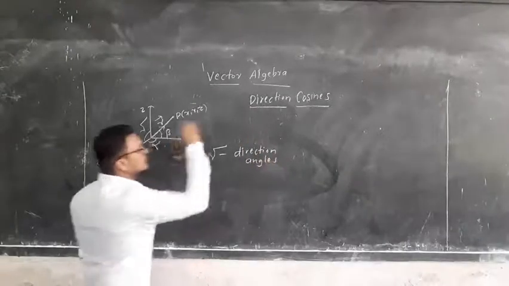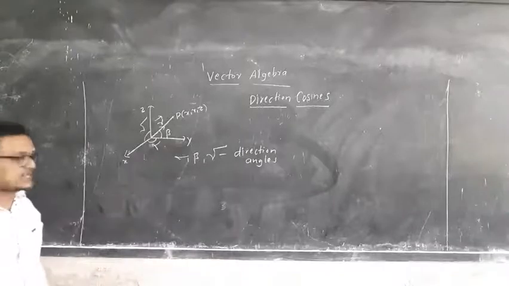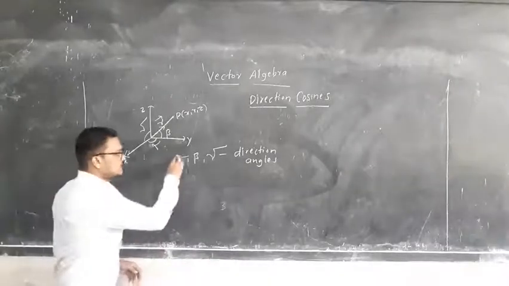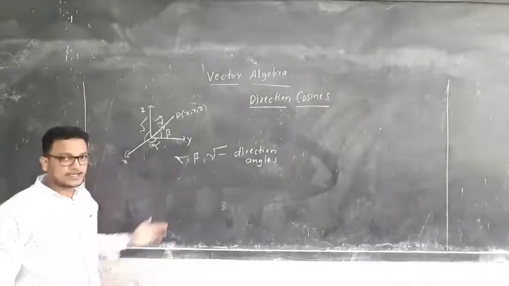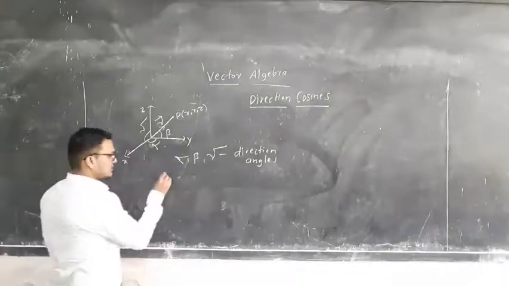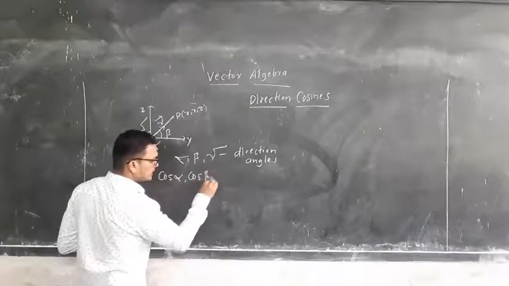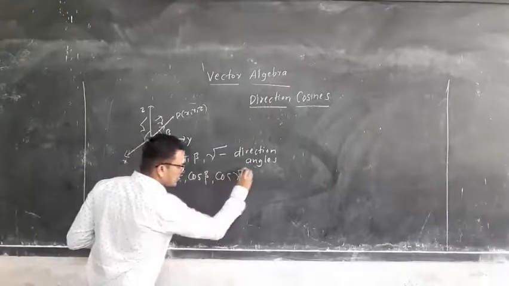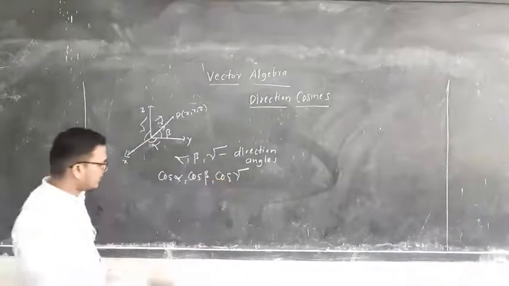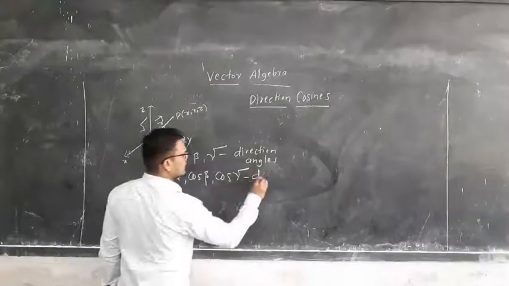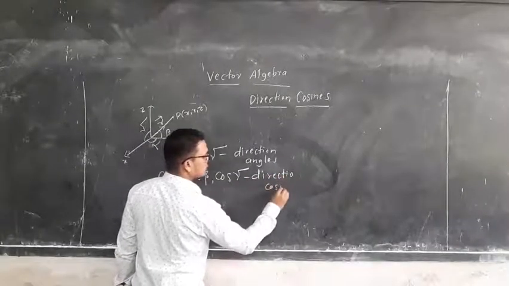But we are seeing the definition of direction cosines. If we write these angles alpha, beta, gamma with the cosine function, that is cos alpha, cos beta and cos gamma, these are called direction cosines.